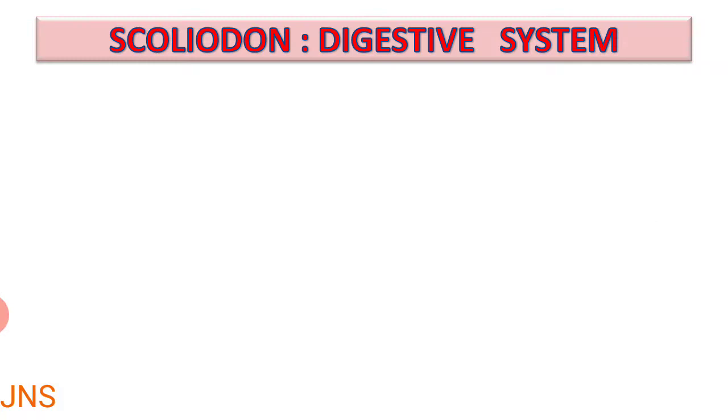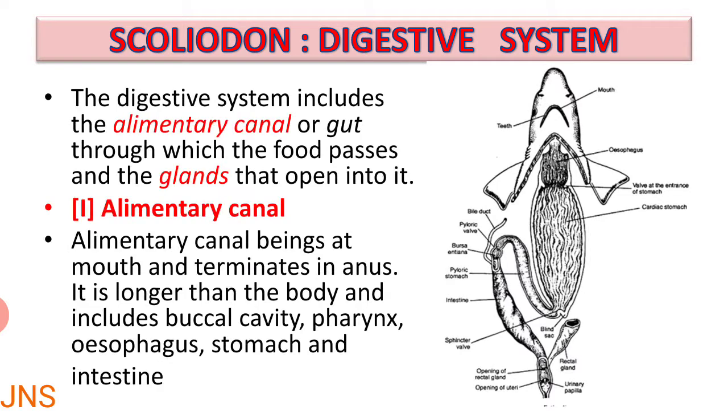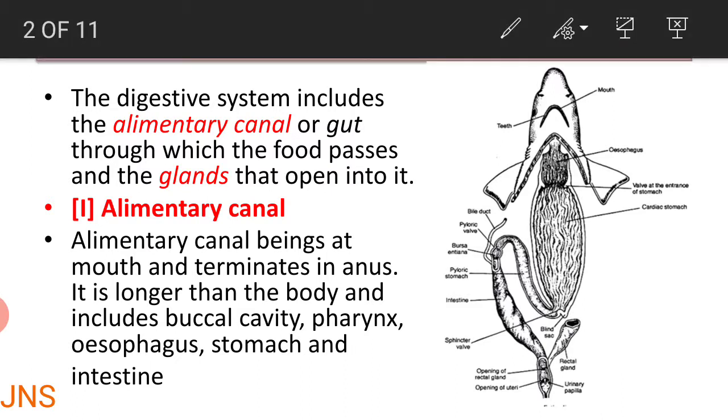So today we will discuss the digestive system of the Scoliodon. The digestive system includes the alimentary canal or gut through which the food passes, and the glands that open into it. So the overall digestive system is divided into two main parts. One part is called the alimentary canal, which is also called the gut, and the second part is the associated glands, which take part in the digestion, and that is called the digestive glands also. So overall the digestive system is divisible into two parts, alimentary canal and glands.